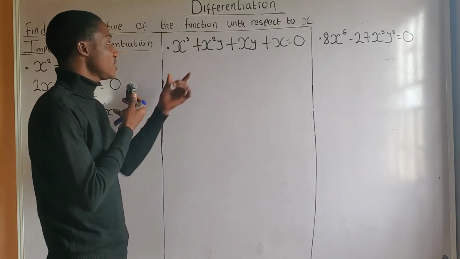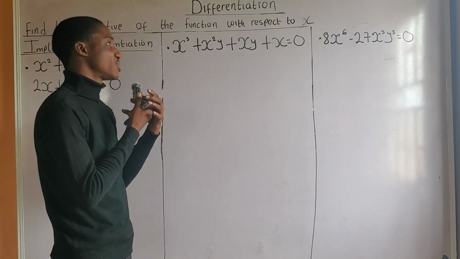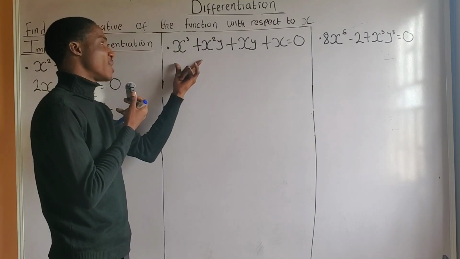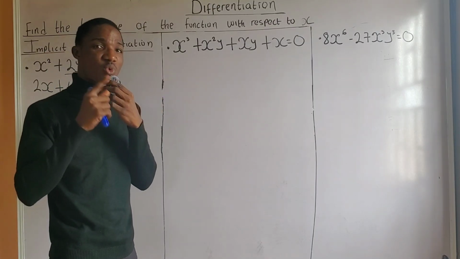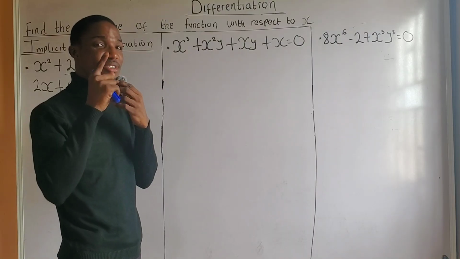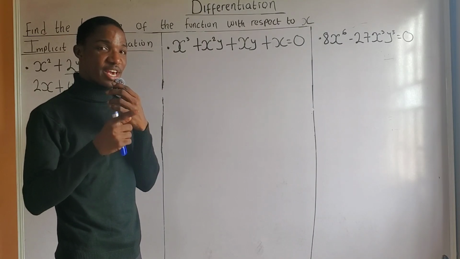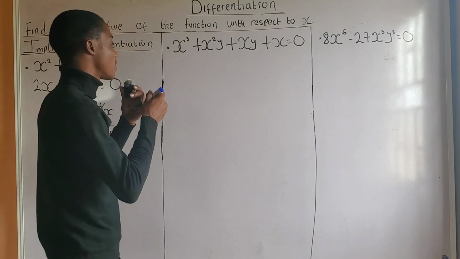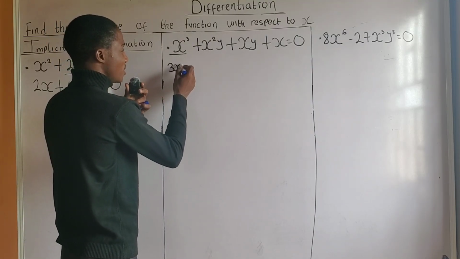Now, let's consider this question as well under implicit differentiation. We are asked to find the derivative of y with respect to x. Don't forget, because we are differentiating y with respect to x, anytime I differentiate y, I'm going to multiply that derivative by dy/dx. Do you understand? Okay, so differentiate x to the power of 3. You're going to have 3x squared, right?